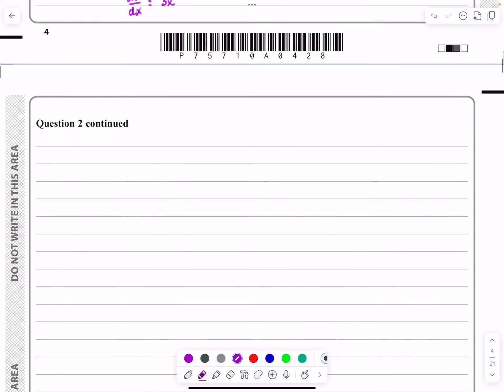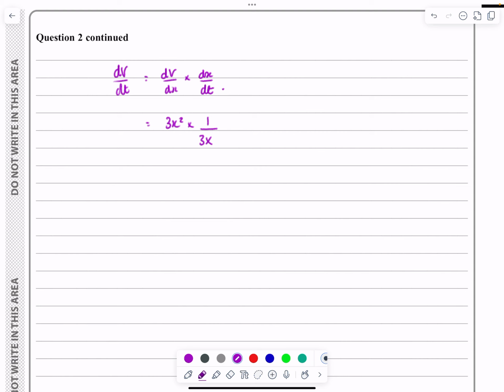So dv by dt is going to be dv by dx times dx by dt. So dv by dx was 3x squared. dx by dt was 1 over 3x there. So dv by dt works out to be equal to x.